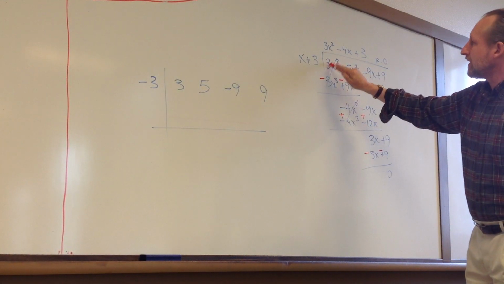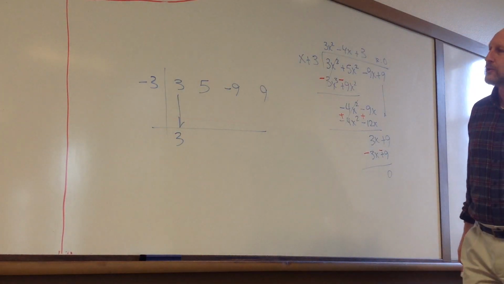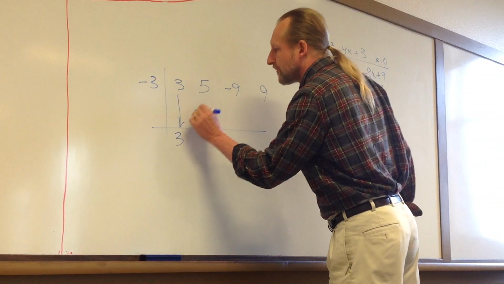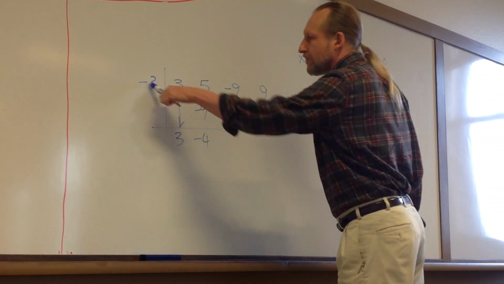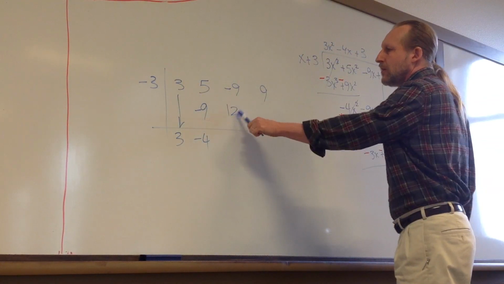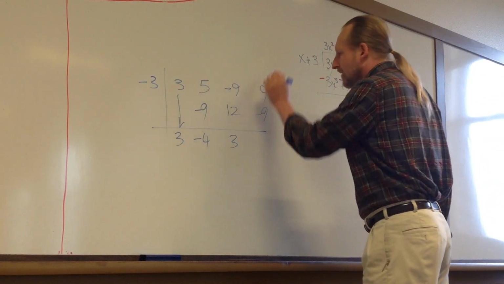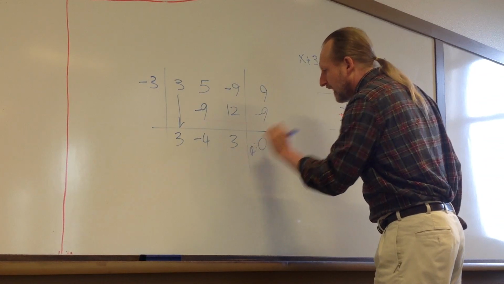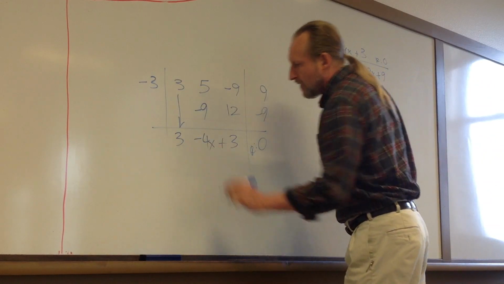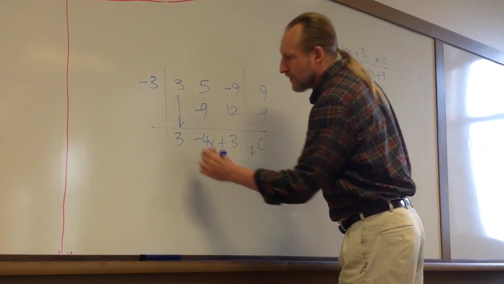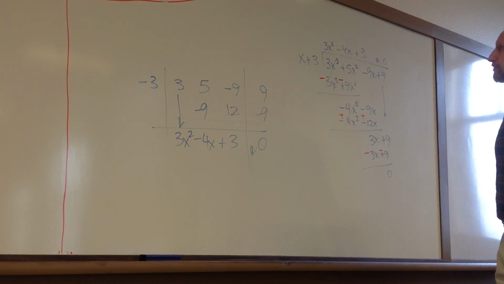Where does this 3 come from? It's the same as what we're dividing into. So this comes straight down. That's our first coefficient. And then we go 3 times negative 3 is negative 9. 5 minus 9 is negative 4. Negative 4 times negative 3 is positive 12. 12 minus 9 is positive 3. 3 times negative 3 is negative 9. 9 minus 9 is 0. That's our remainder. Our answer here is 3 is the constant term, minus 4x is the x term, and 3x squared is our x squared term. And there's our answer right there.